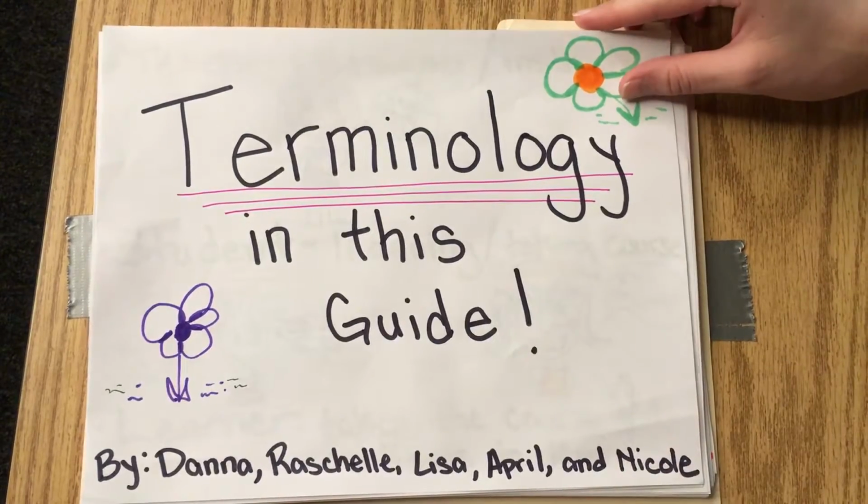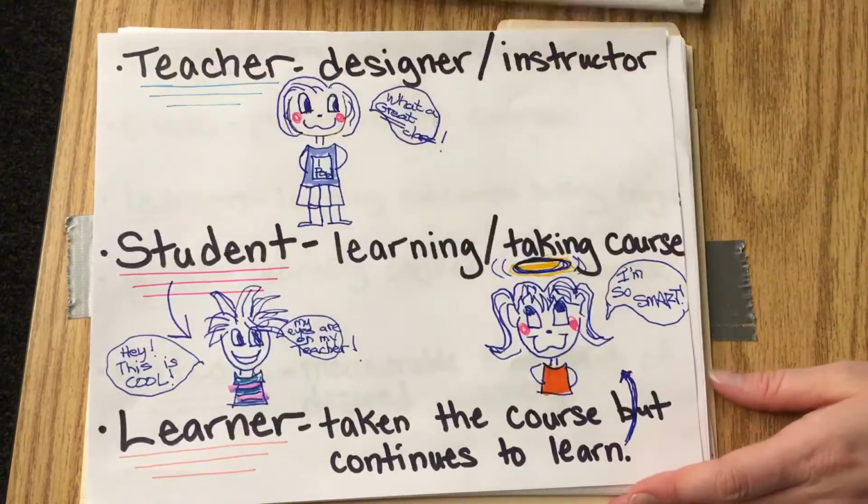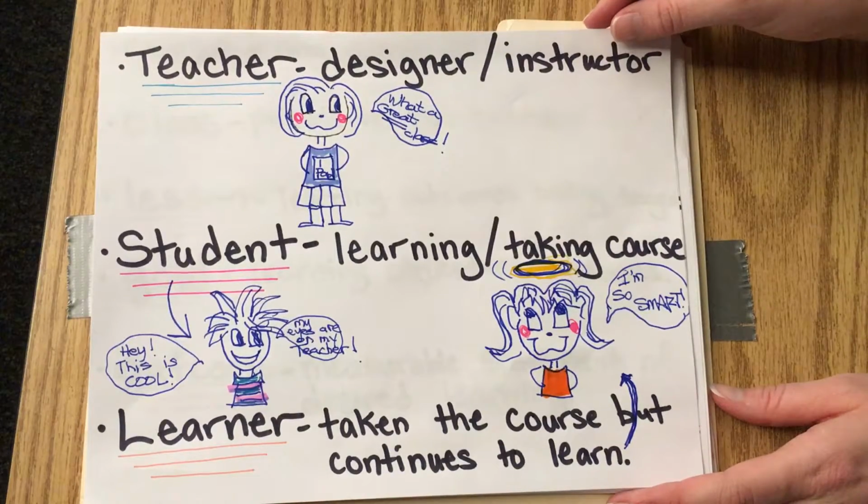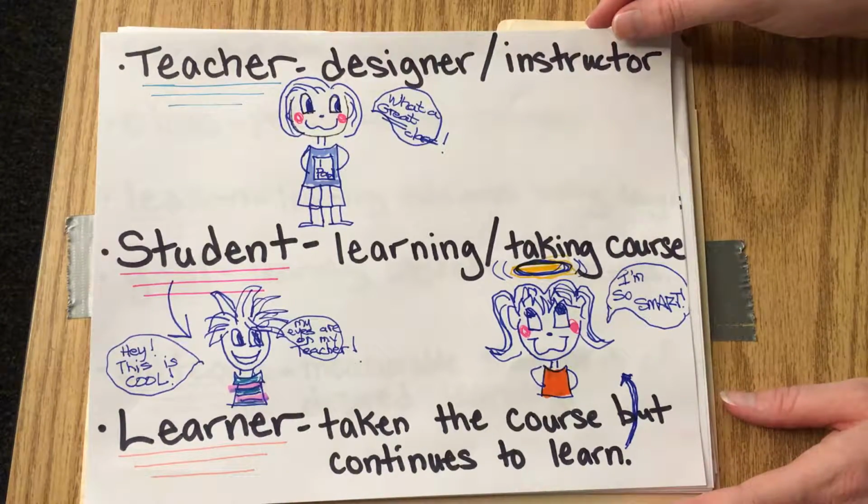Introduction 6, terminology that is used in this guide. Teacher: the teacher is the designer or instructor. Student is the one learning or taking the course being taught. Learner: taken the course but continues to learn after.